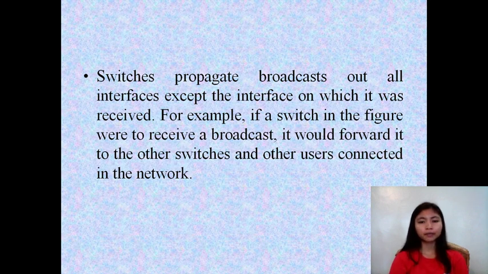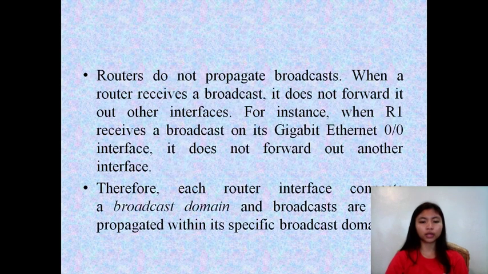Switches propagate broadcasts out all interfaces except the interface on which it was received. For example, if a switch were to receive a broadcast, it would forward it to the other switches and other users connected in the network.